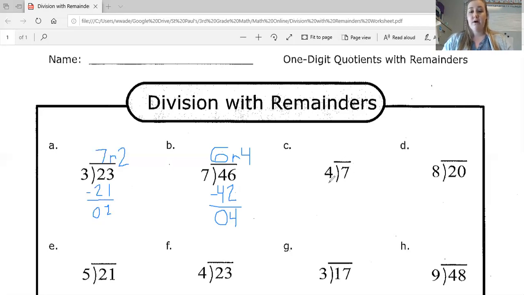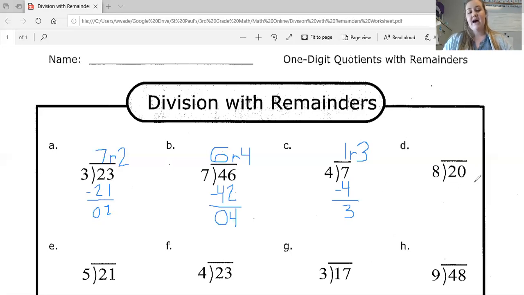7 divided by 4, okay. So how many 4s can I fit into 7? I can't fit more than 1 because if I do 2, I'm at 8 and that's too far. So I'm gonna do 1. So 1 times 4 gives me 4. Now I gotta subtract. 7 minus 4 gives me 3. So this would have a remainder of 3.